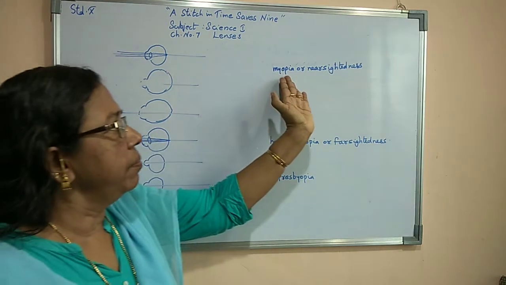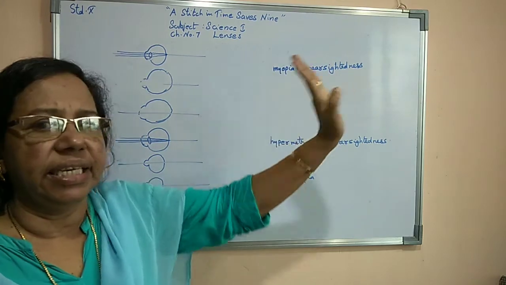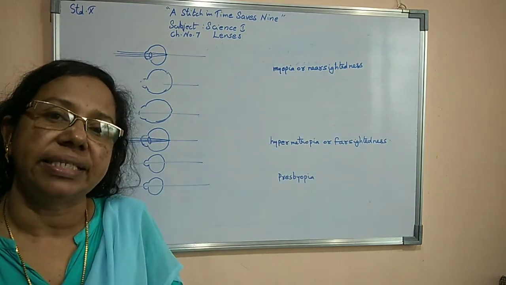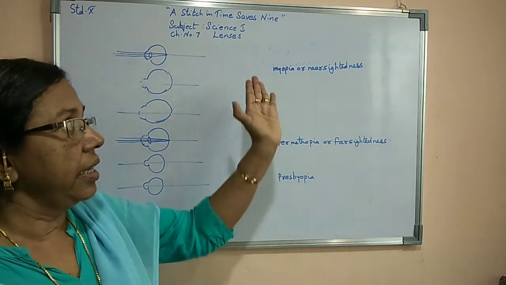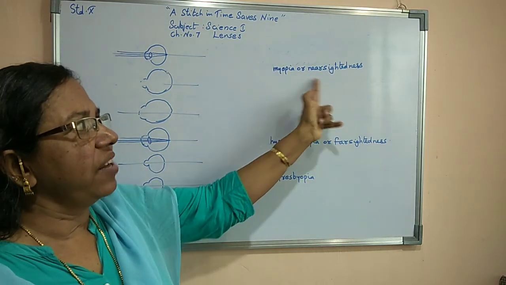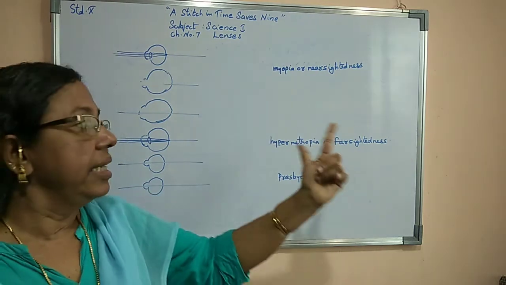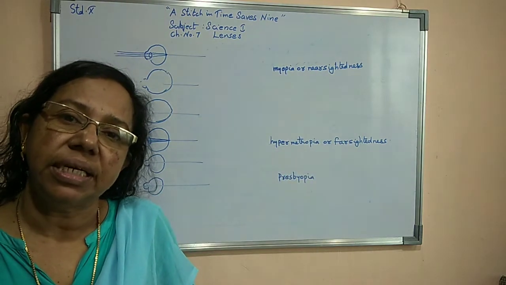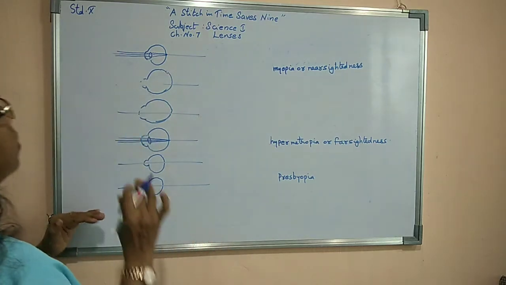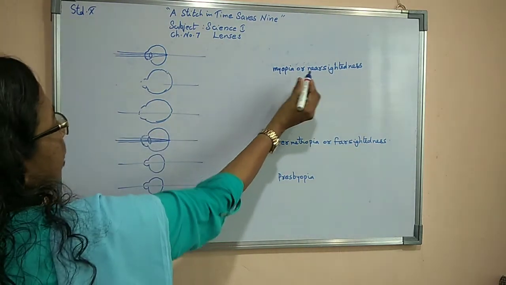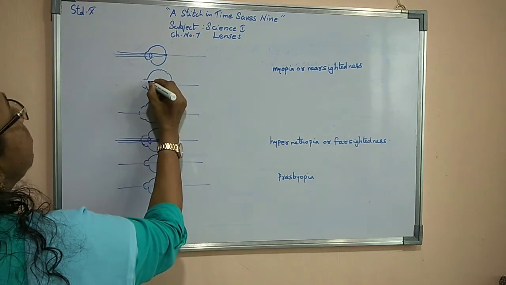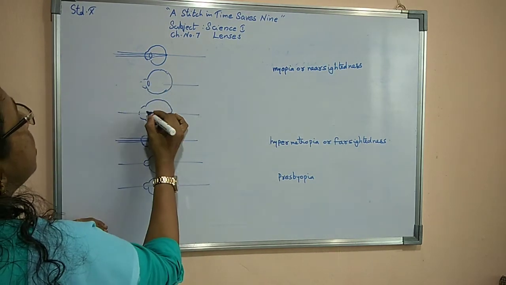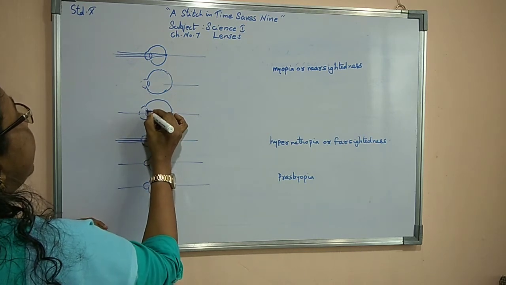In case of myopia, nearby things can be seen clearly. In case of hypermetropia, far away things can be seen clearly. In case of myopia, far away things cannot be seen clearly. In case of hypermetropia, nearby things cannot be seen clearly. Now for myopic patients, we'll see which problem they are facing. Here again I made their eye lens like this.